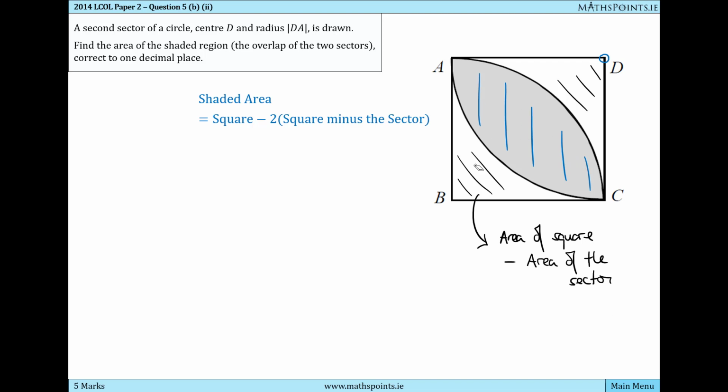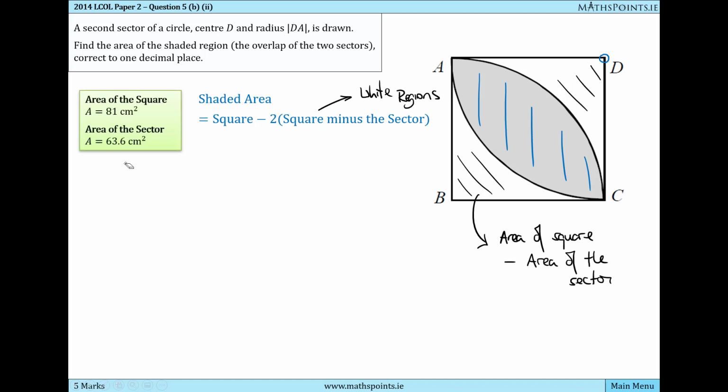The area of this shaded region is going to be the area of a full square minus 2 times the area of the square minus the sectors, which again is the regions that are white in the diagram. So from part A we know that the area of a square is 81 centimeters squared, and from B part 1 we know that the area of the sector is 63.6. So plugging these values into this formula, we can see that the full area will be 81, the area of the square, minus 2 times the area of the square minus the sector. This gives us 81 minus 2 by 17.4.